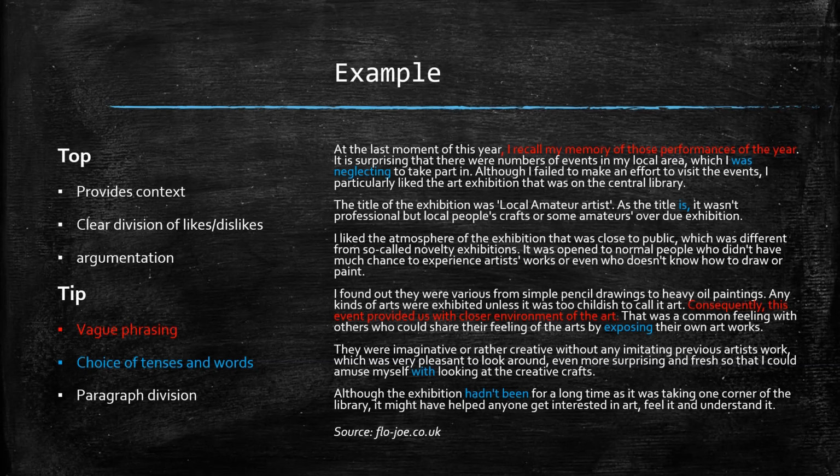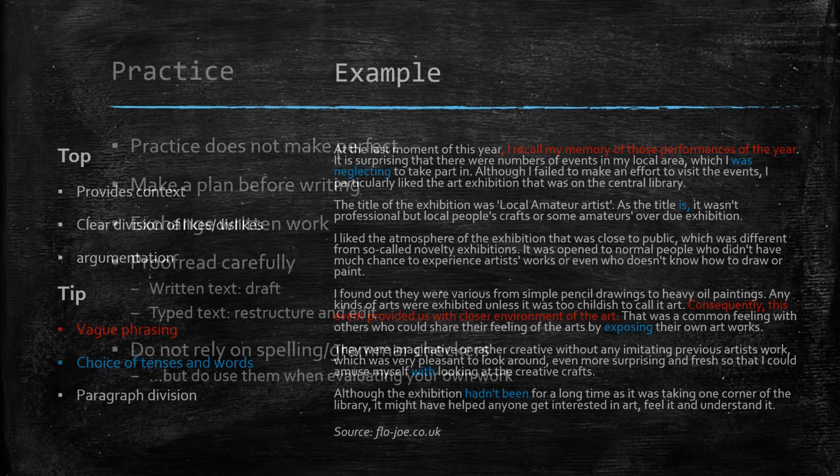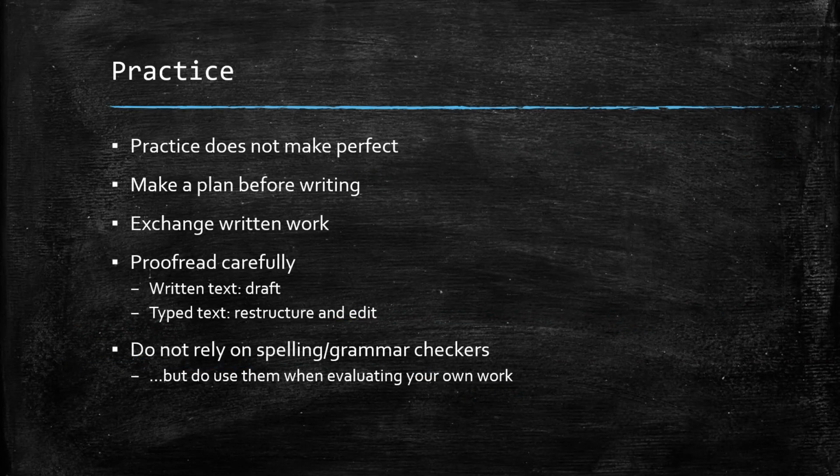Finally, some tips. The annoying thing about writing is that practice does not make perfect. No matter how much you write, you won't necessarily improve unless you also take other steps. So make sure you make a plan before writing. Exchange your work with others and give feedback on each other because you will have another perspective. Also, proofread carefully. So if you have a written text for your CAE exam or your CPE exam, make a draft first and then make a version in neat.